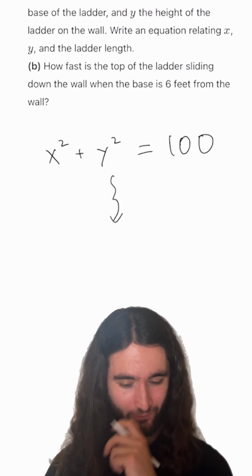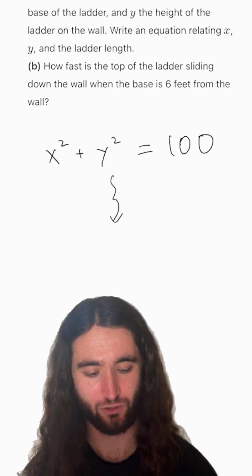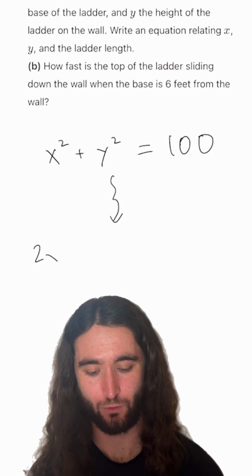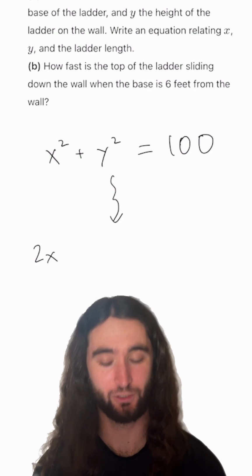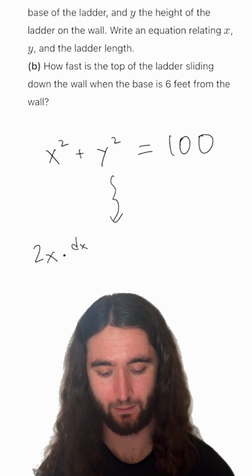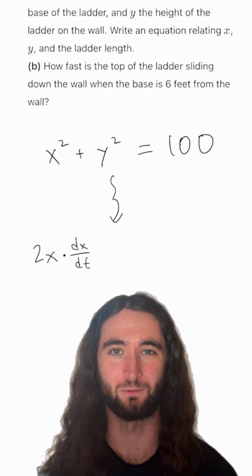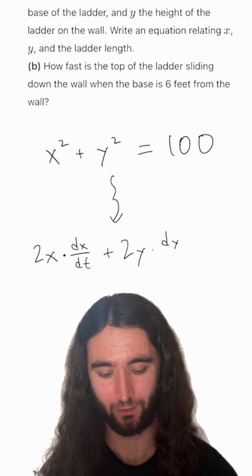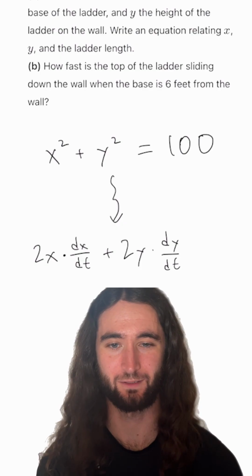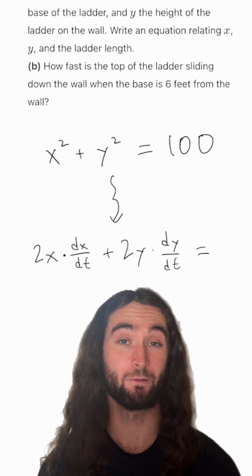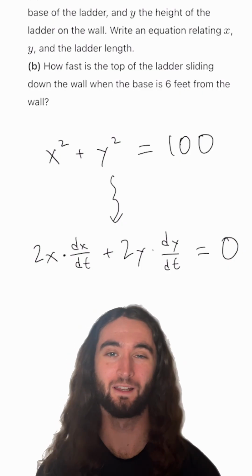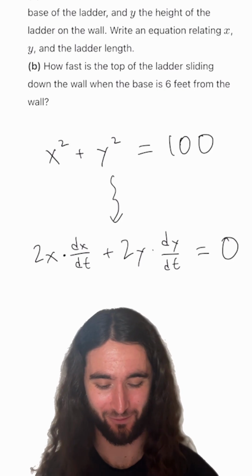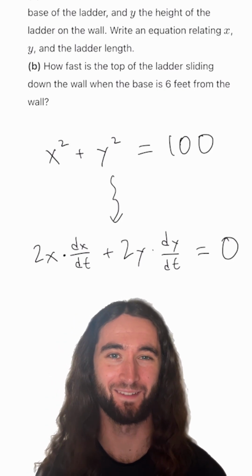If we take the time derivative of both sides, well, that's just using implicit differentiation. So x squared becomes 2x, but because x is a function of time, we then have to multiply by the derivative of x with respect to time. And then the same thing happens for y. This is 2y times the derivative of y with respect to time. And then the derivative of 100 with respect to time is 0. And that corresponds to the fact that the length of the ladder is not changing over time. So there's nothing happening on that side.